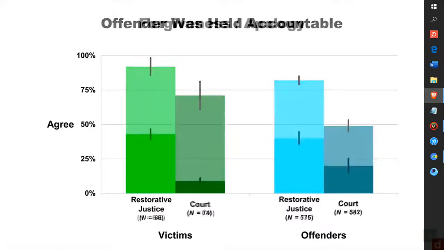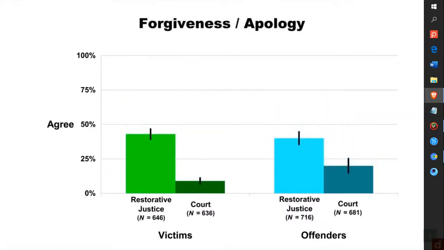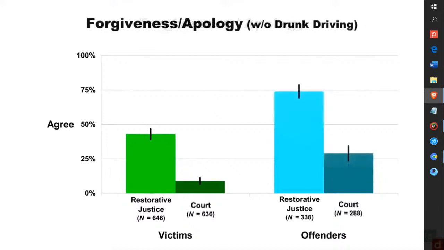Then you can go to forgiveness and apologies. And again, this is actually a simple thing to code. And you can see there's an enormous difference. And in fact, one of the reasons there's such a big difference is because in standard court proceedings, the offender very rarely meets the victim. Now, it also turns out that I need to qualify this a little bit because a bunch of the studies included drunk driving with no injuries or accidents. When we take them out, we see a huge change.